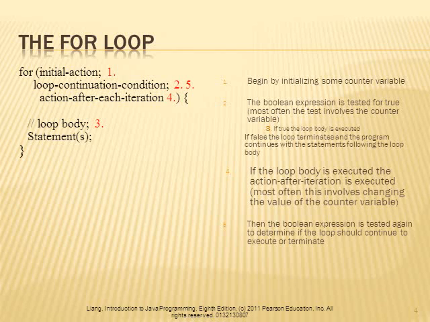If the loop body is executed, then the action after iteration is executed, and again, most often this involves changing the value of the counter variable. Be careful in your loop body not to be changing the value of the counter variable. This could have some very strange results in your program. So after we do the action after iteration, control is passed back to the Boolean expression to be tested again to determine if the loop should continue to execute or terminate. The graphic and the explanation give you an idea of the sequence of events.